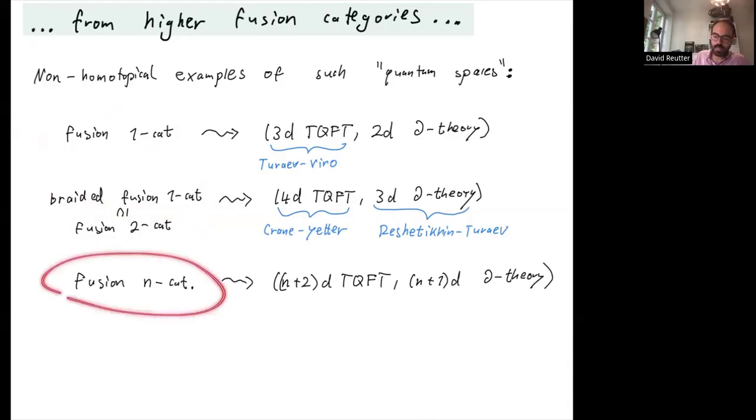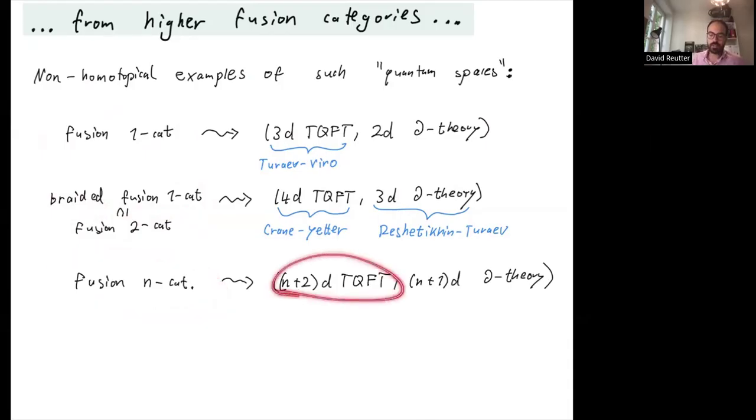And if you start with fusion n categories, I'll say later what those are, you get an n plus 2-dimensional TQFT and an n plus 1-dimensional boundary theory. Right, and inside of this world, there sit braided fusion 1-categories. Sort of inside here, if you like, there are things called braided fusion n minus 1 categories. And inside here, you can sort of make it smaller.